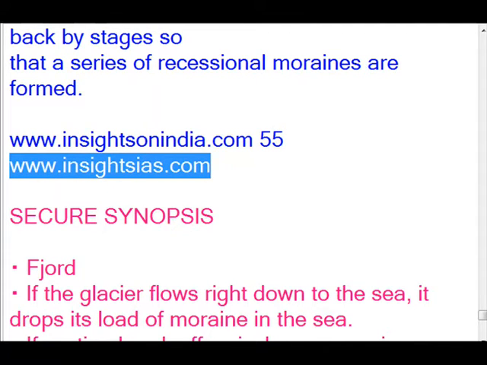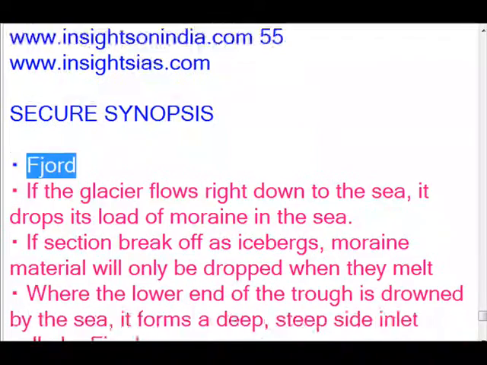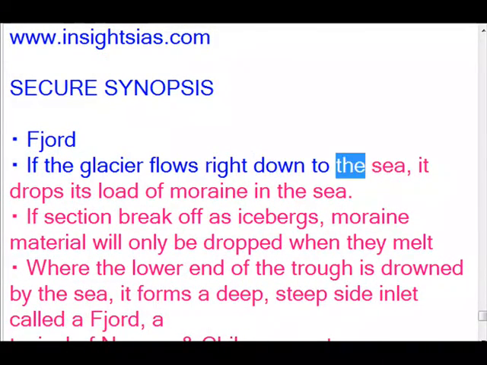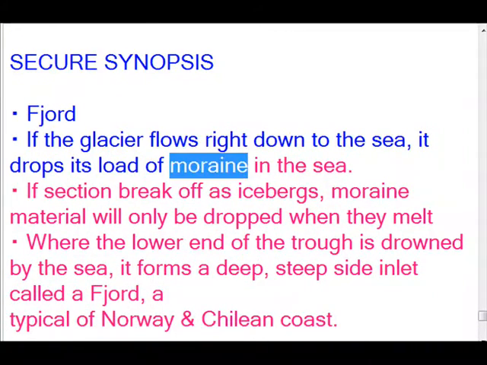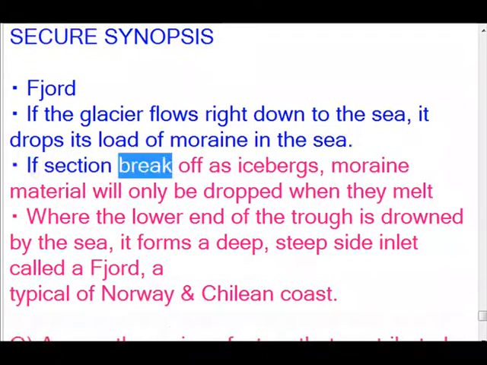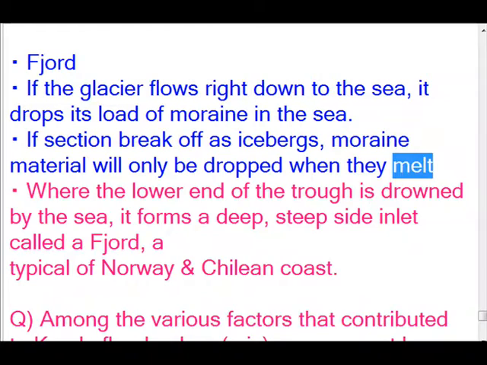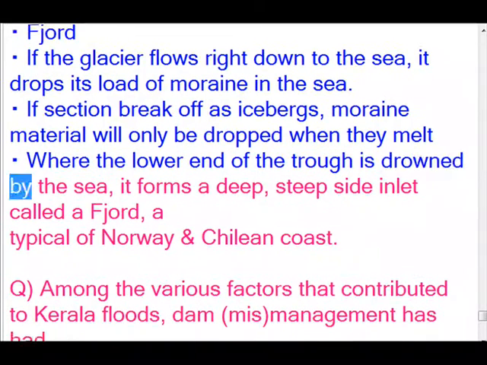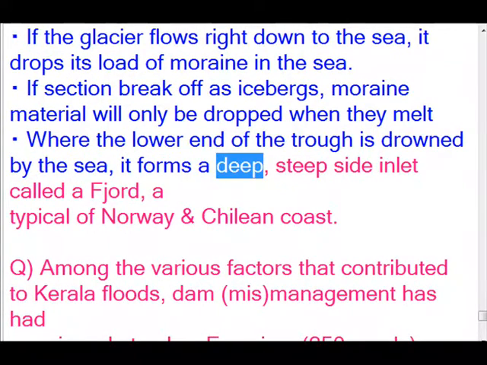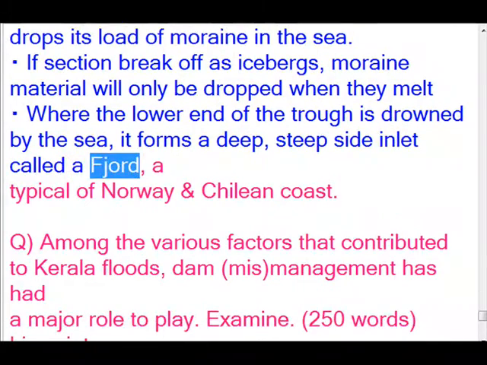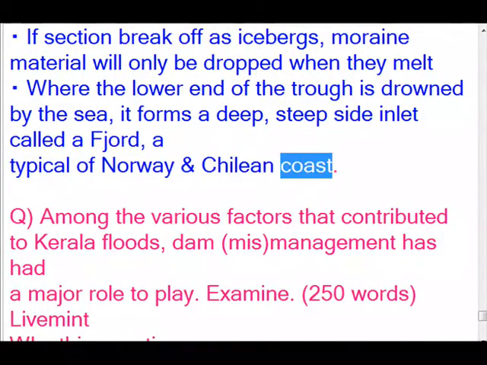Fjord. If the glacier flows right down to the sea, it drops its load of moraine in the sea. If sections break off as icebergs, moraine material will only be dropped when they melt, where the lower end of the trough is drowned by the sea. It forms a deep, steep-sided inlet called a fjord, typical of Norway and the Chilean coast.